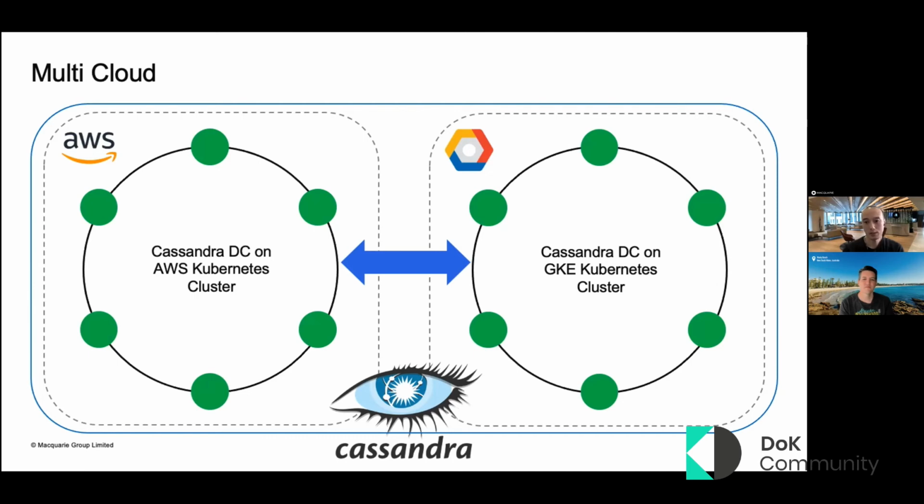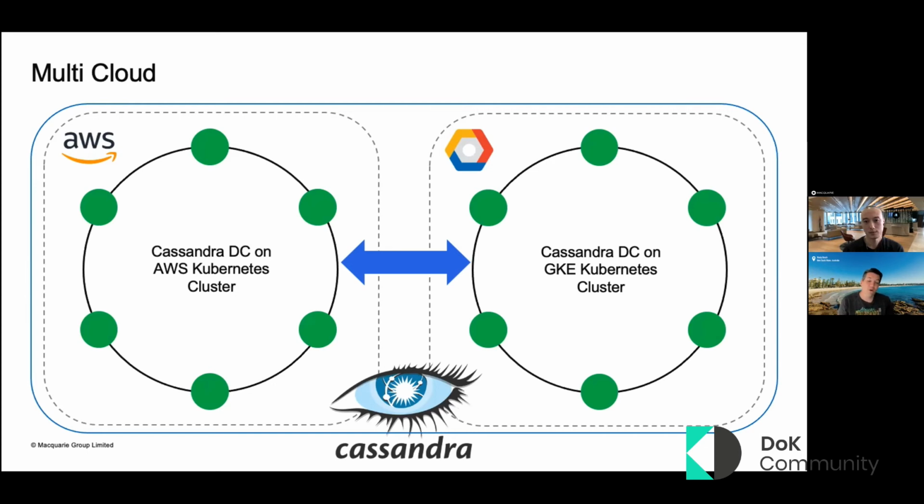Using Cass Operator, we are now able to deploy Cassandra data centers on both AWS and GCP. And since DNS entries as additional seeds are now supported in Cass Operator, we can connect Cassandra data centers running on AWS and GCP to form multi-cloud Cassandra clusters.